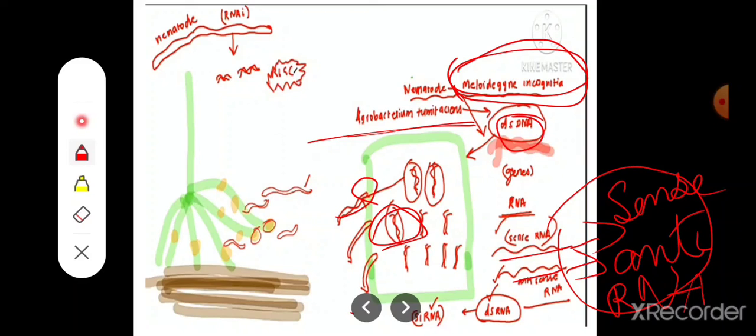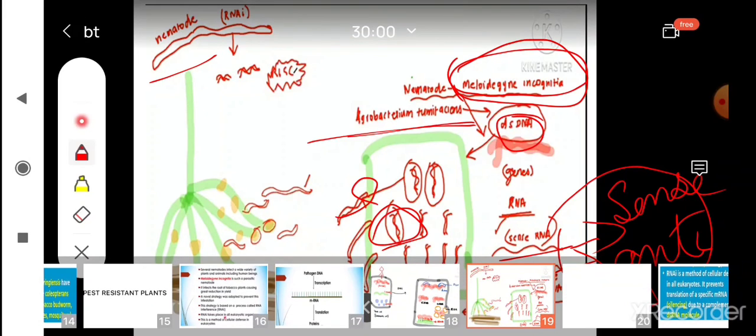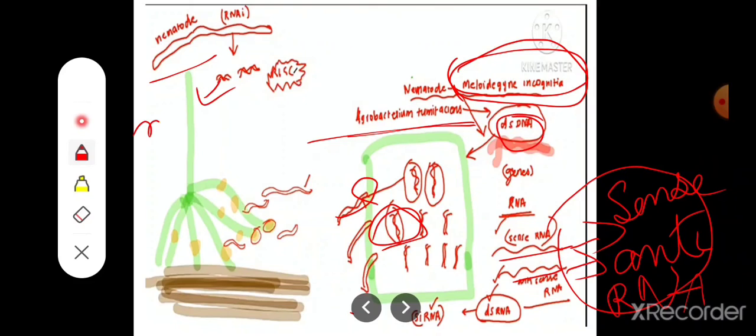Inside the nematode, normally this transcription and translation process will happen. Normally in their body there will be a gene, and using the information in that gene they will be forming mRNA. So this is mRNA, and this mRNA will produce protein. So this will be happening normally.